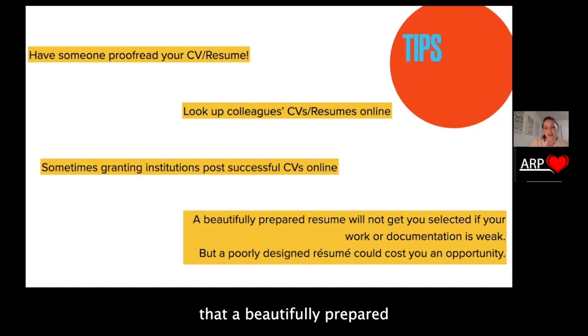And a note that a beautifully prepared resume is not going to be a magic pill that gets you selected, but a badly prepared resume can keep you from an opportunity. So it is really important, a really important document that people look at. One of the first things they look at, if not the first.